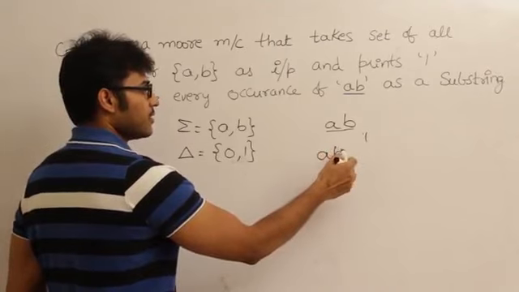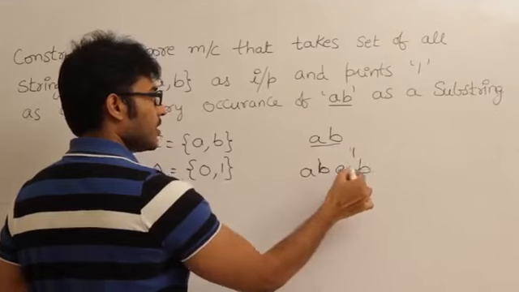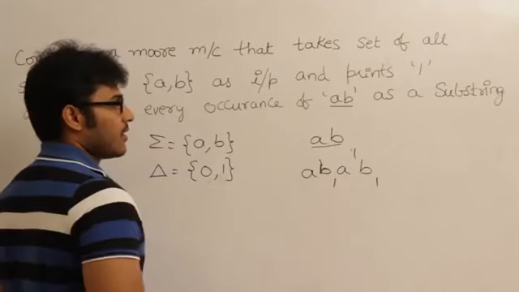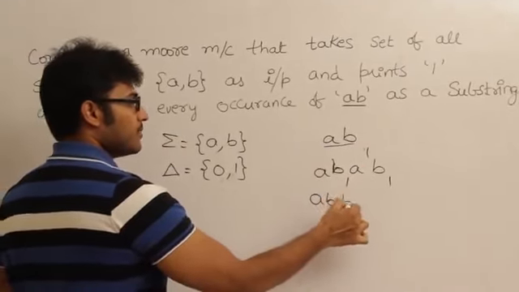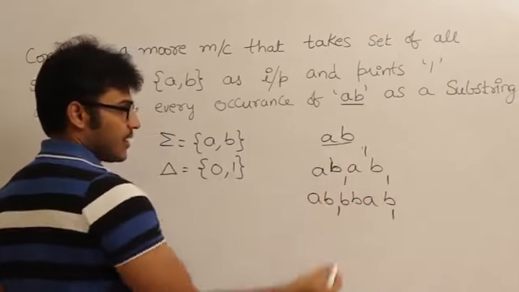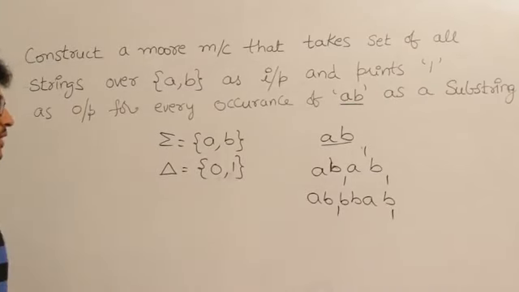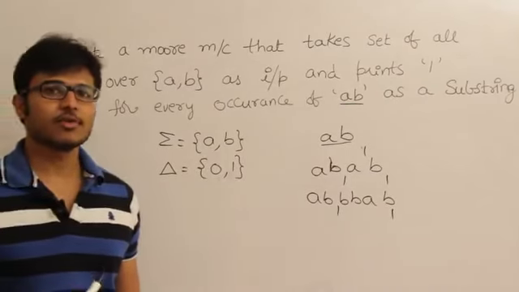If I give AB and AB, it should print 2 ones. If I see AB, BB, AB, it should print 2 ones here, that's it. And I don't care how many zeros it is going to print. For every AB, it is going to print 1. It is nothing but counting the number of ABs.